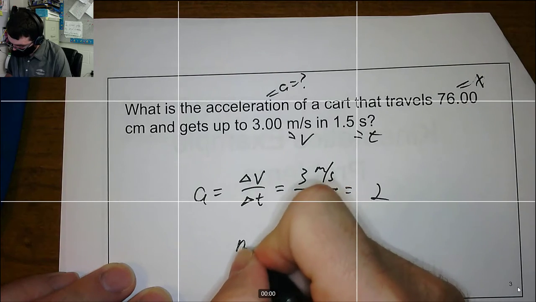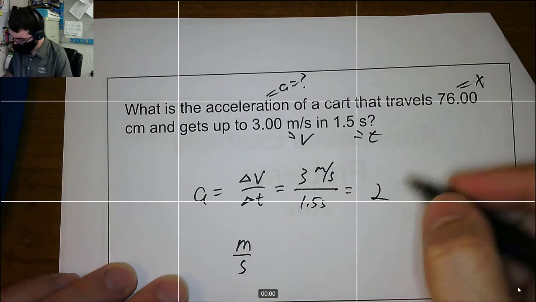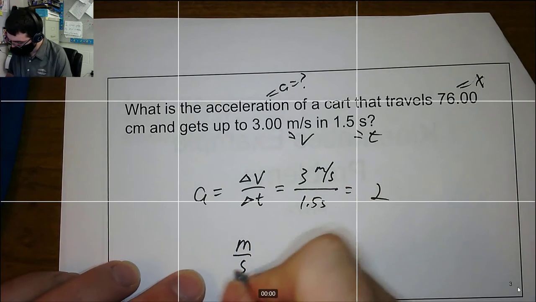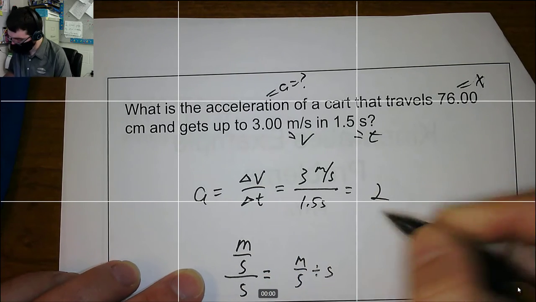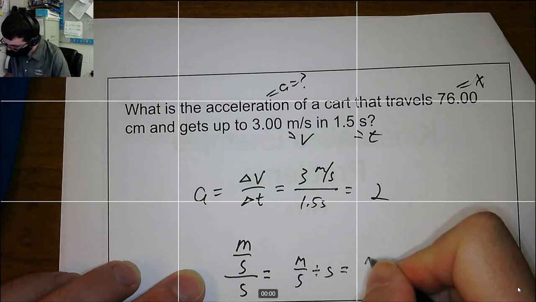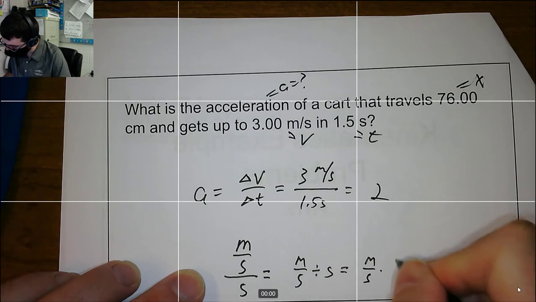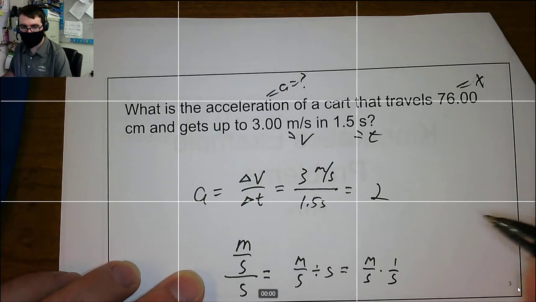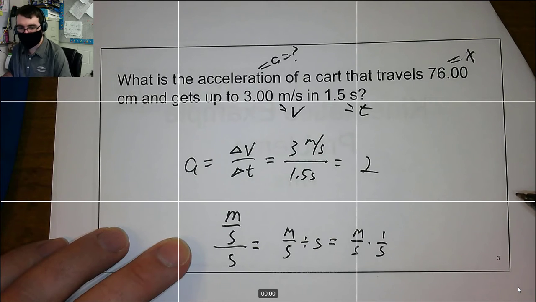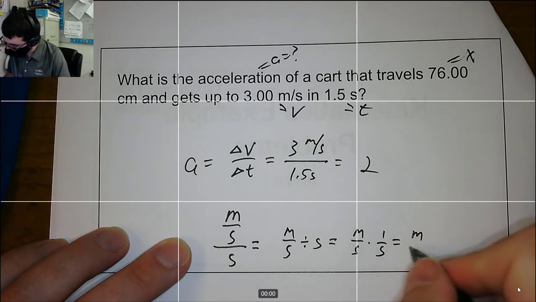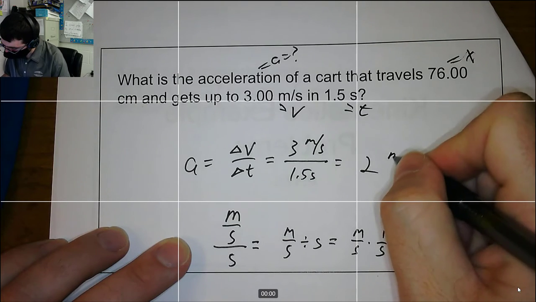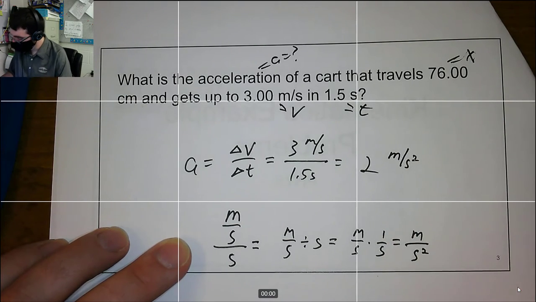We also have to do the math with the units, and just to prove to you the acceleration units here real quick, meters per second divided by seconds is the same thing as saying meters per second over seconds. Of course, anytime you're dividing with fractions, we take this one and we flip it and multiply instead, and so then we have that, and then when we multiply meters times 1, we get meters, and when we multiply seconds by seconds, we get seconds squared. So that is meters per second squared.